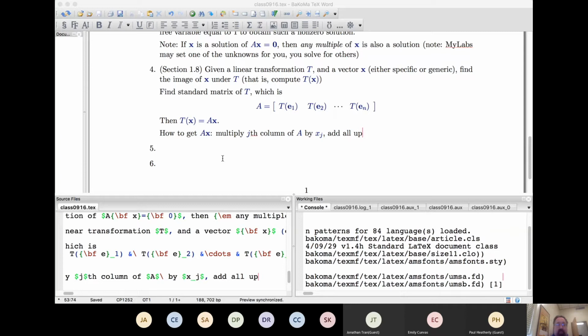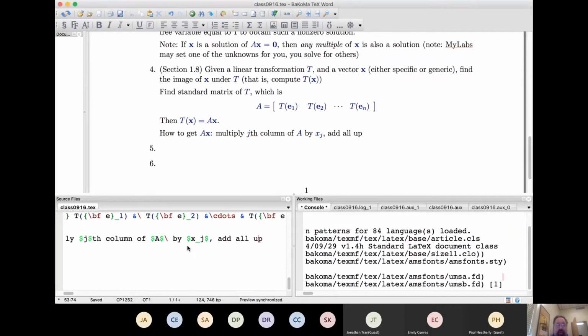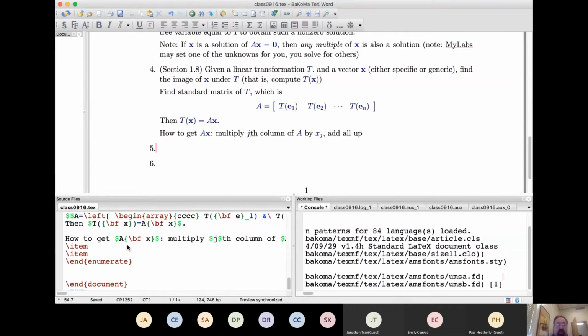Next, all right, from section 1.9. Okay. I will admit that there's not much to this next one.